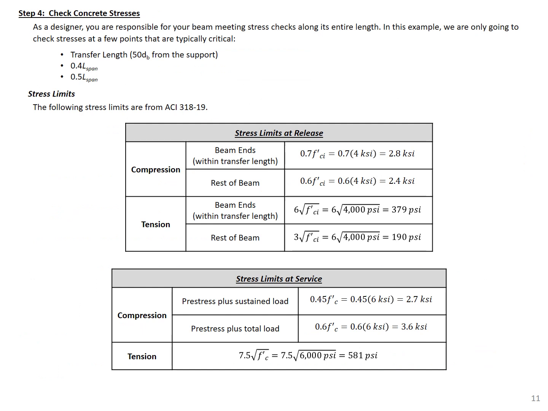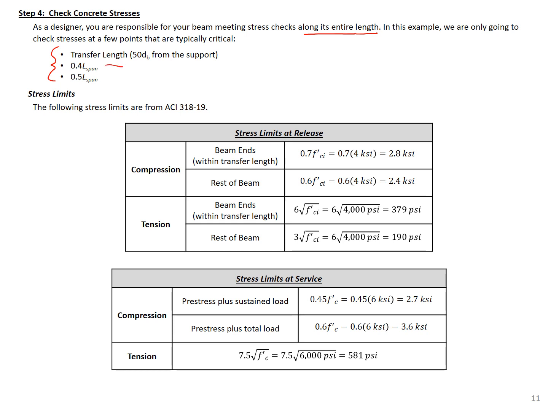The first check that we're going to do is check the concrete stresses and make sure that they meet our prescribed stress limits in ACI 318-19. As a designer, you're responsible that your beam meets the stress checks along the entire length of your beam, but we're only going to check it at 3 different points just to keep the example shorter. So we're going to check at transfer length, at 40% of the span length, and at midspan.